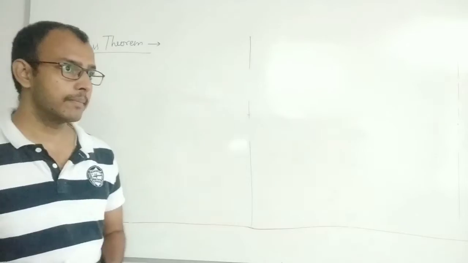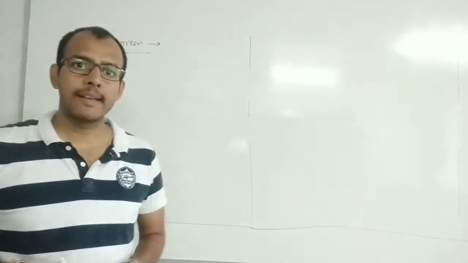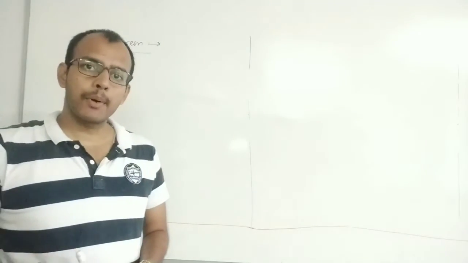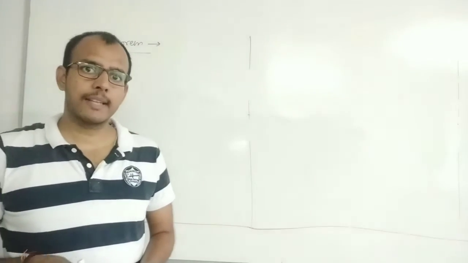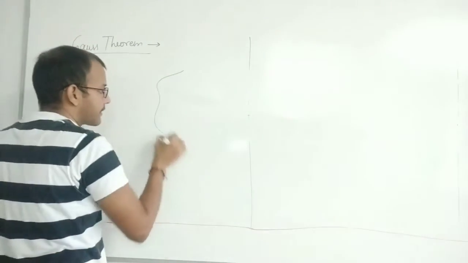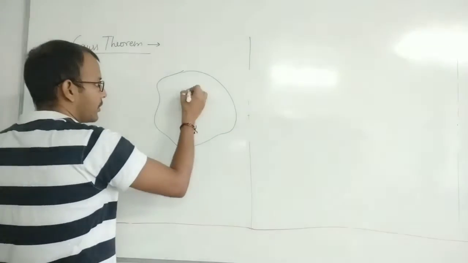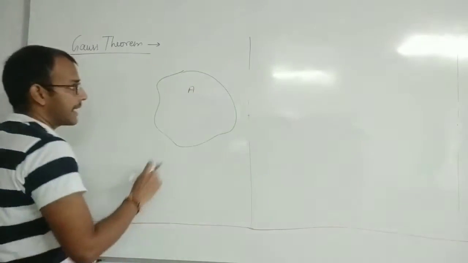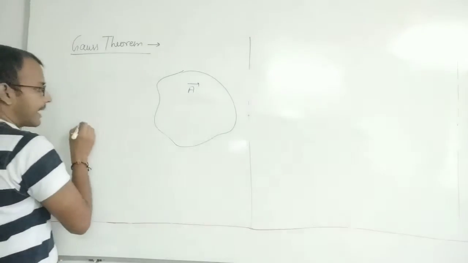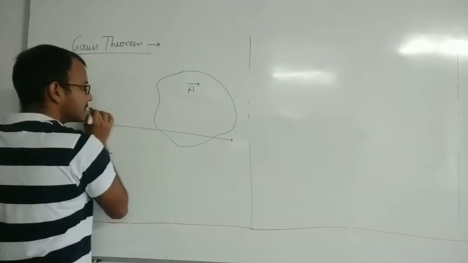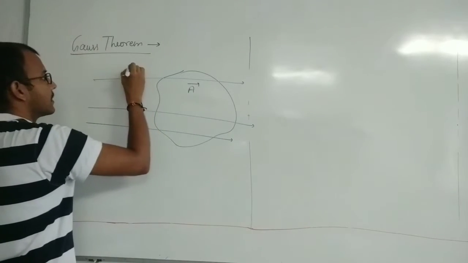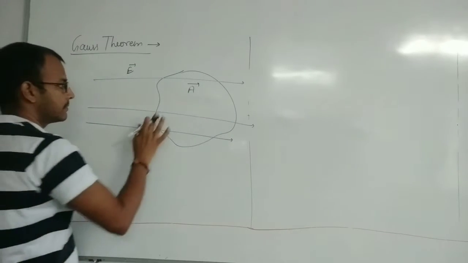According to Gauss theorem, the total electric flux passing through an enclosed surface area is equal to 1 upon epsilon naught times the total charge enclosed by the surface. Now take an enclosed surface whose areal vector is vector A. The electric field passing through this surface is vector E.